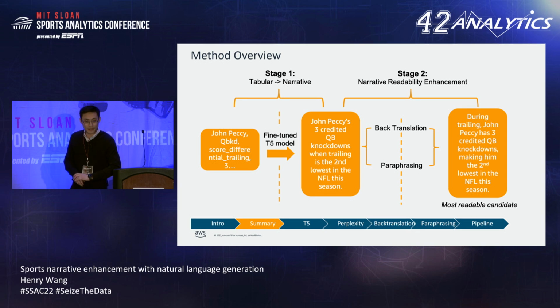So here's a method overview of what we did. You will see in the input, you have different stats in tabular form. Some of them could be acronyms related to certain stats used by the broadcasters. So what we did is we fine-tuned a T5 model, which is a large language model. I'll talk briefly about it in the next couple of slides.